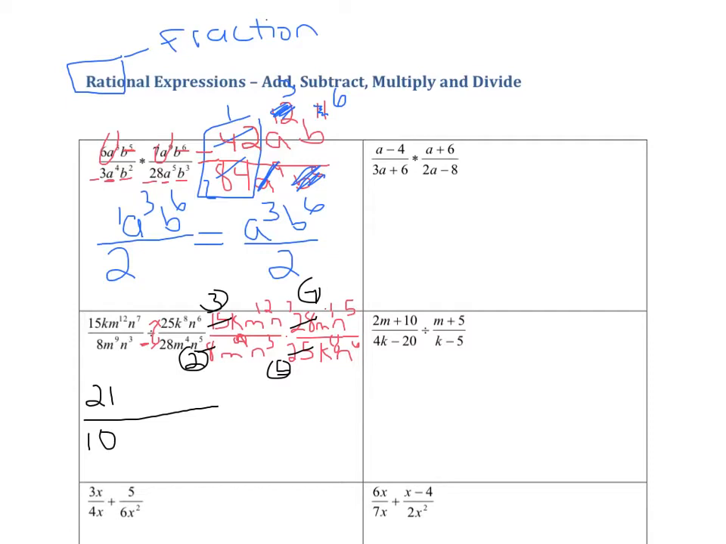And then I'm just going to go straight across the top, make it easy. We have k, and I don't have any k's in the second fraction, so I'm just going to write k. And then I have m to the 12th, and then I have m to the 4th, so I have m to the 16th. And then n, I take my 7 here, my 5 here, and I get 12.